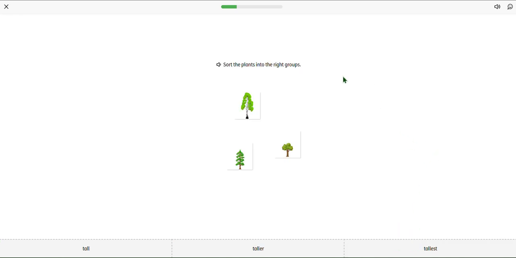Sort the plants into the right groups. Tall, taller, tallest. This looks like it's the shortest of the trees, so that's going to be in our tall category. This one looks like it goes next, and if we put it next to each other to test it, that one is shorter, so we're going to put that into the taller because it's the middle tree, and this one's the tallest.